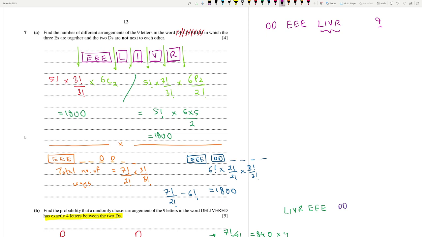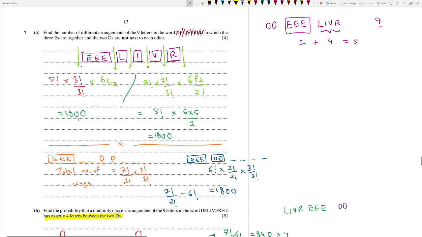Find out the different arrangements in which the 3 E's are together and the 2 D's are not next to each other. So I've repeatedly told you guys, when they say that some things are not next to each other, just ignore them. So I'm ignoring the D's and I'm keeping the E's as a unit. So I have 4 units here, 1 unit here, so in total 5 units. That's 5 factorial. For the E's, it's 3 factorial by 3 factorial. We can ignore that. And for the D's, the spots are, look at the arrows, 1, 2, 3, 4, 5, 6. So it's going to be 6C2 because the D's are identical. Or 6P2 by 2 factorial if you want the longer route, yeah?